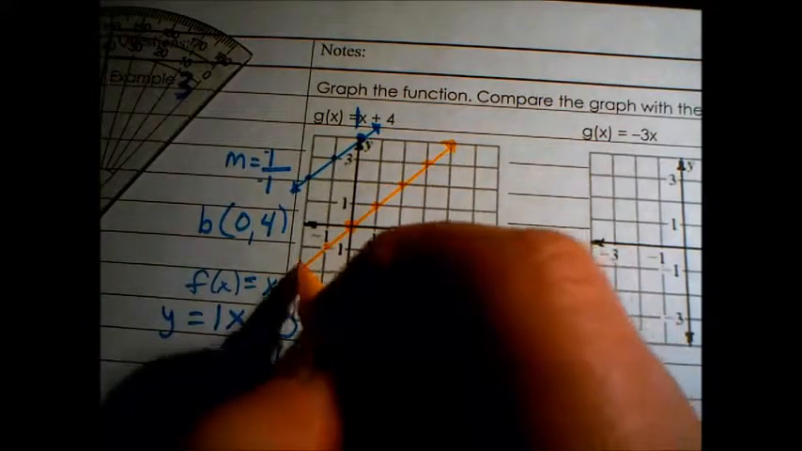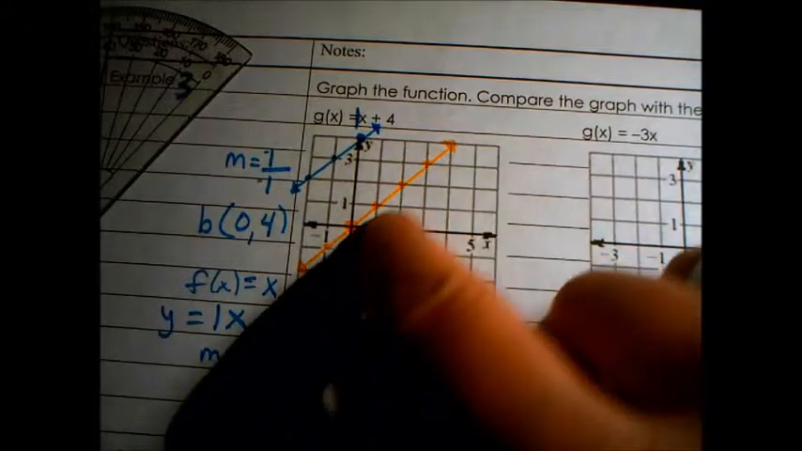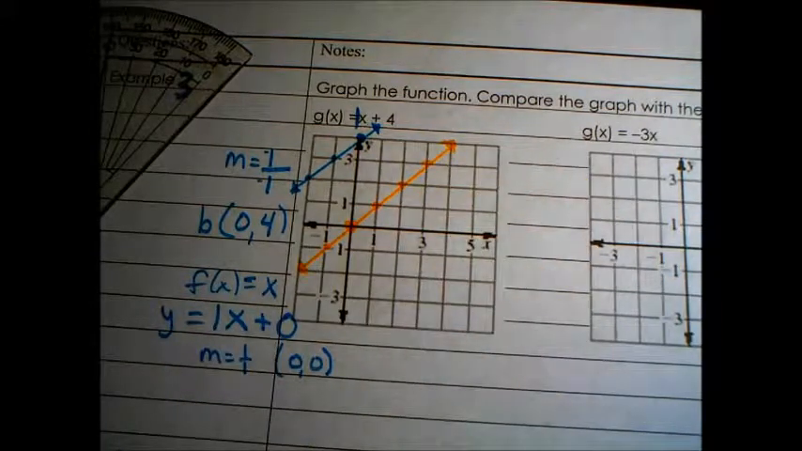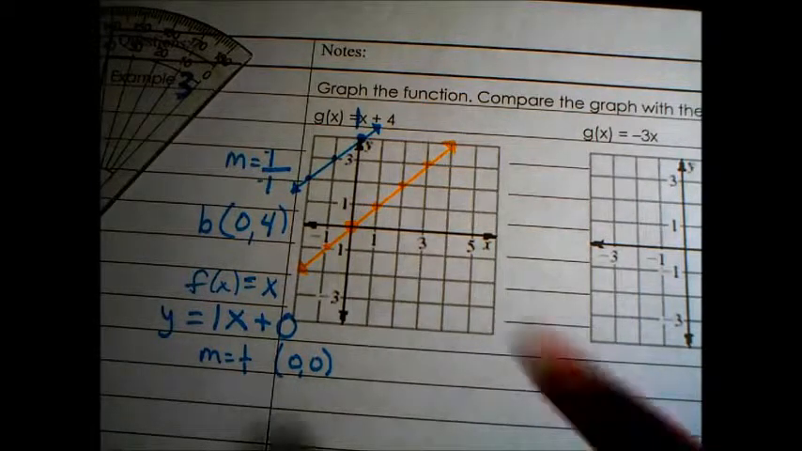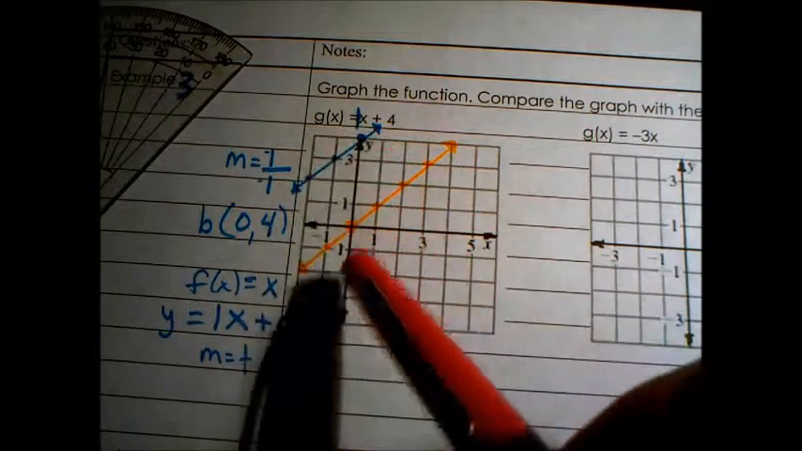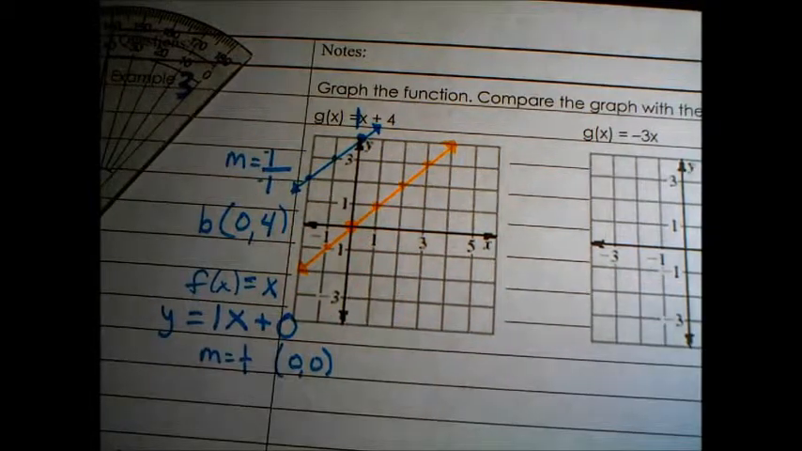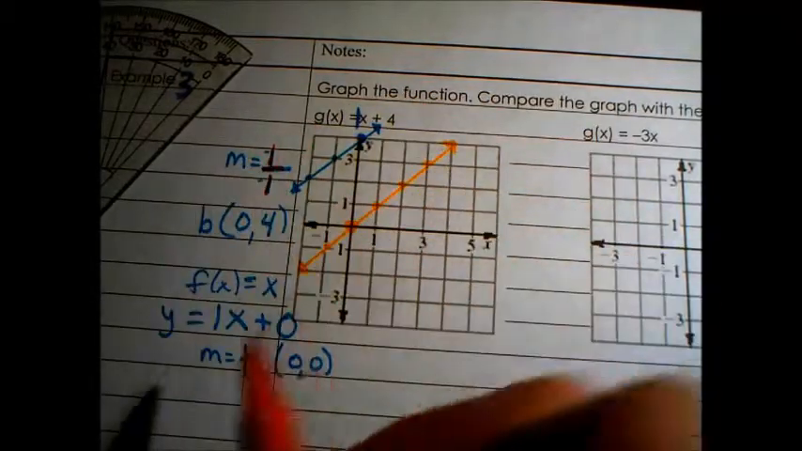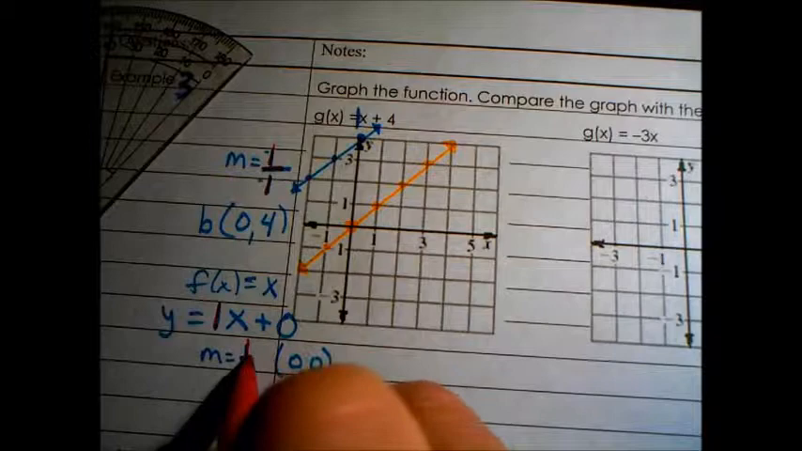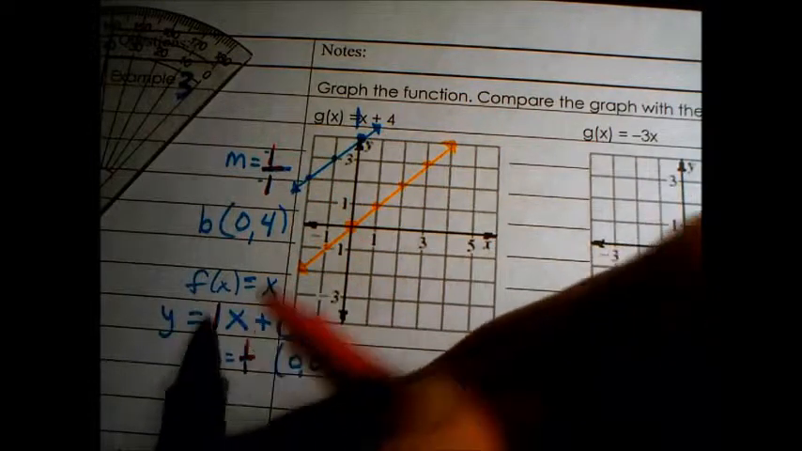Okay, this yellow line is my parent graph. It's the most basic. It cuts it right smack dab in half. And they want us to compare it. Well, there's two ways to compare. You can compare it based on its y-intercept, and then you can compare it on its slope. So if I'm looking at this, the slope of my original equation was 1 over 1, and this slope is 1 over 1. So we can say that these two lines are parallel because they have the same exact slope.